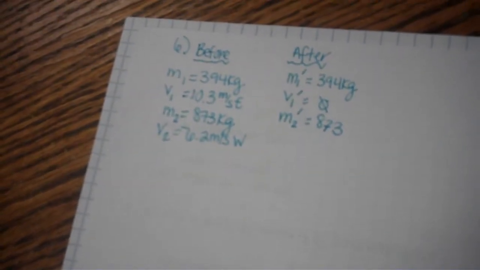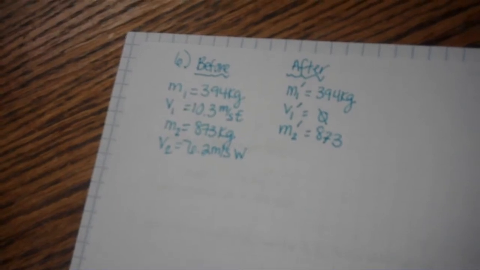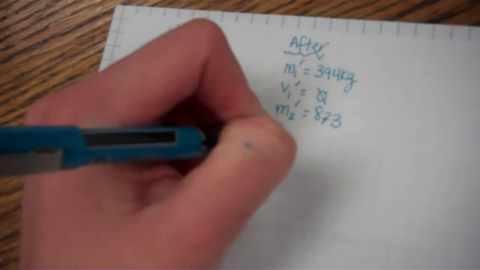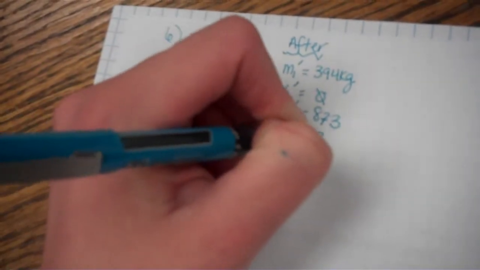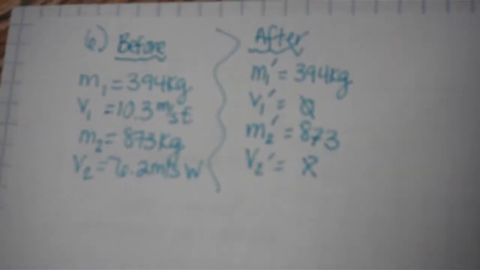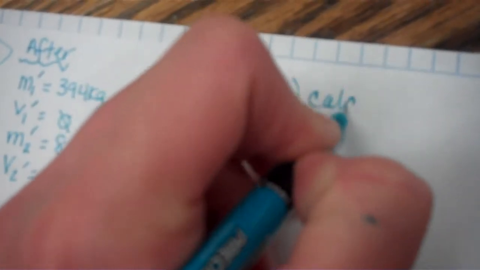After the collision, what's the velocity of the second object? So it's asking for the second object's velocity after the collision. So that becomes our x. Okay, so remember we have to split our data into befores and afters. So our first step is going to be calculate the momentum of each object before the collision.